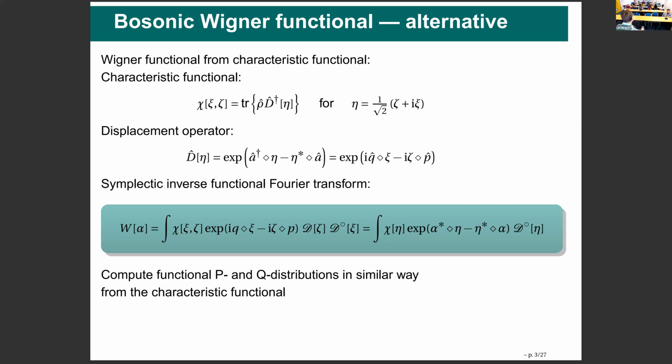The displacement operator is the operator you apply to, for instance, the vacuum state to produce a coherent state. So on phase space, it performs a displacement. If you want to shift your state from one point in phase space to another point in phase space, you apply the displacement operator.